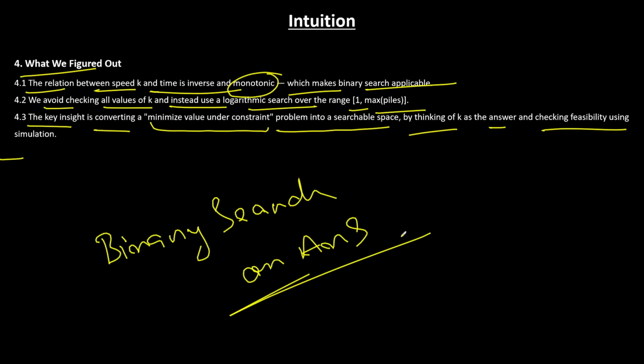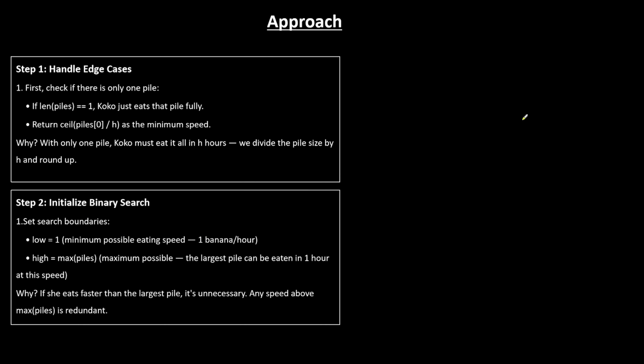This type of problem is called binary search on answers, in which you figure out the range for the answer, right? Okay, so I hope you understood the intuition explanation. Let's move to the next slide. Now, since we got the intuition of the problem, let's look into the approach of how we're going to solve it.